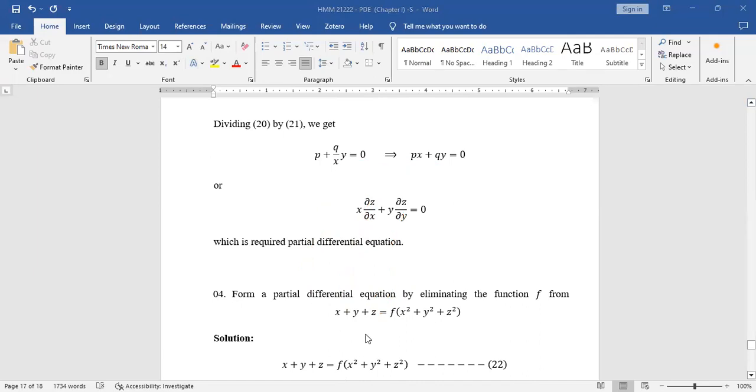So this is the question. Form the partial differential equation by eliminating the function f, where f of x plus y plus z is equal to a function of x square plus y square plus z square. Try yourself. These are not many steps, but very interesting ones for you to get the answers.